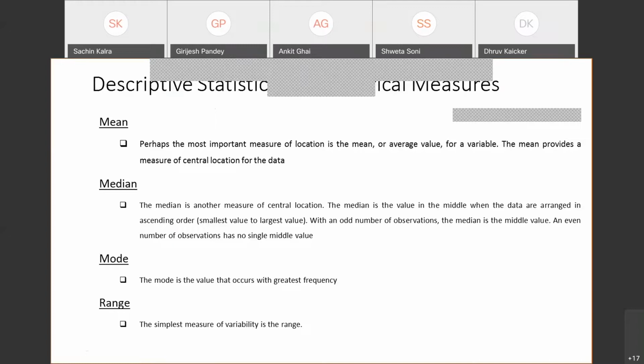So we would say the 90 is the value that occurs with the greatest frequency. So mode is basically kind of a category. Now, why is this important?